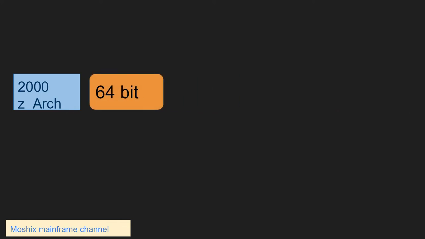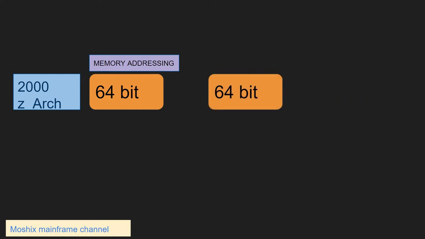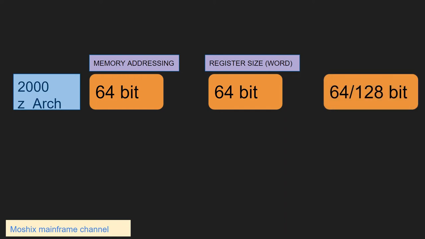And then finally, in the year 2000, IBM released the Z architecture, which of course now for the first time made it possible to have register size and memory addressing of the same size, 64-bit. So you can see 64-bit for memory addressing, and register size also 64-bit. And the early mainframes had 64-bit floating point registers, and later machines went all the way up to 128-bit floating point registers of the very late machines of today. So this is what we have in terms of bitness.